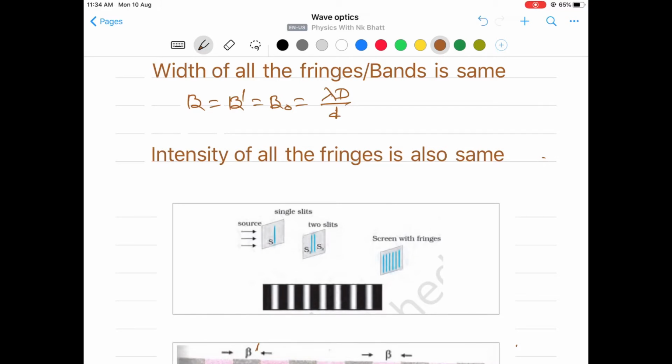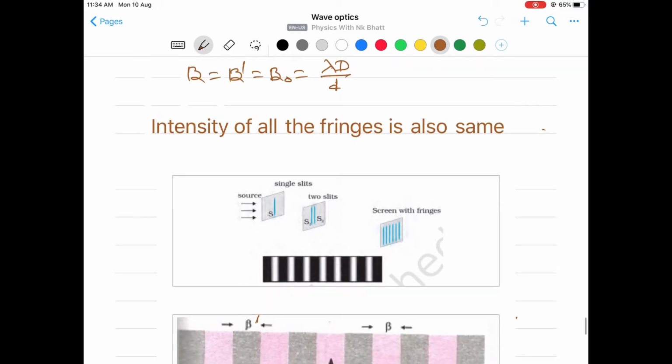Just below this arrangement, you can see the brightness of the fringes. All the white lines are representing bright fringes, and all the black lines are representing dark fringes. So it is very clear from the first look of this diagram that all the fringes are of equal width. That you can see here, the width is same, and the brightness also appears to be same.